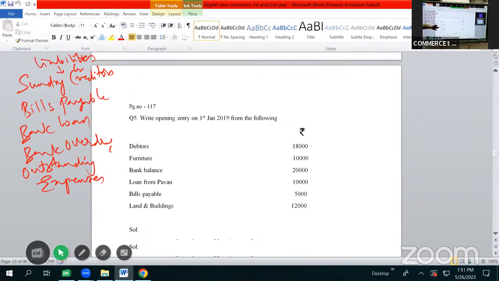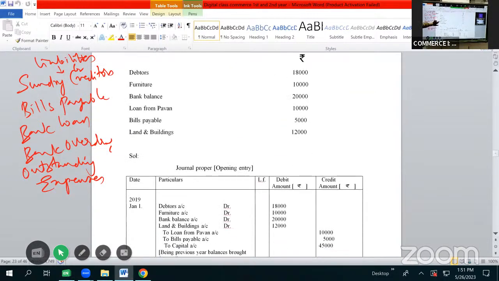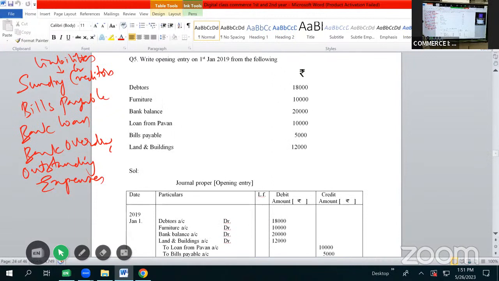Coming to the next problem, page number 117, question number 5. Write opening entry on 1st January 2019 from the following. So here is the heading, here is the solution, here is the heading, general journal opening entry, the format for which is date, particulars, LF, which stands for ledger folio, debit amount rupees, credit amount rupees.